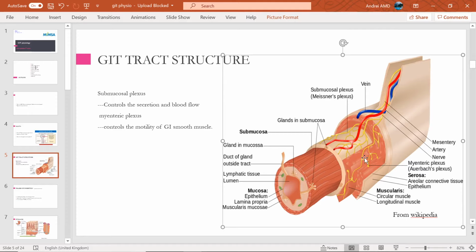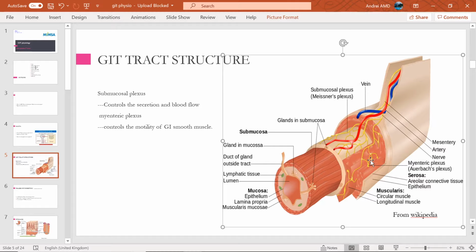Either way, you would have the circular muscle and the longitudinal muscle, and between them we have the mesenteric plexus. So 2 things you have to remember: the submucosal plexus and the mesenteric plexus. This is the innervation that they get.